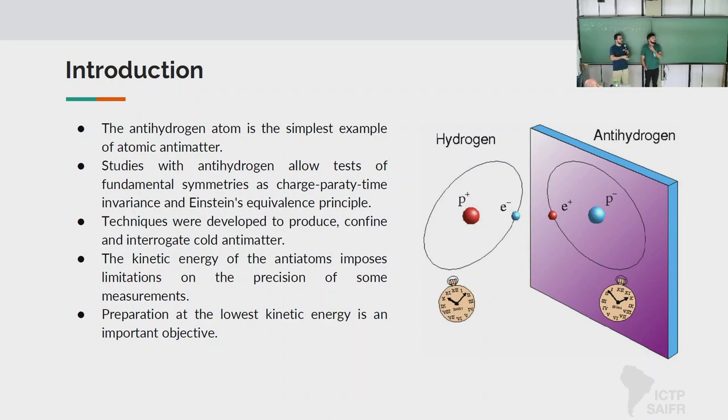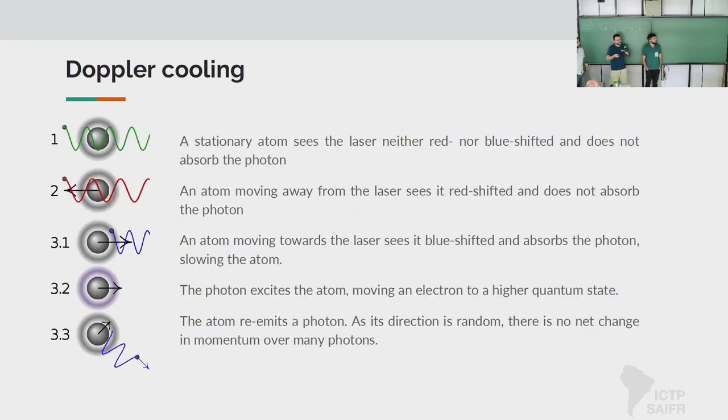To do this work, the authors developed techniques to produce, confine, and integrate cold antimatter. The kinetic energy of the hydrogen imposes limitations on the precision of the experiment, so they have to prepare the atoms to the lowest kinetic energy possible. To do that, they did Doppler cooling. Here I'm going to talk to those who don't know what Doppler cooling is.